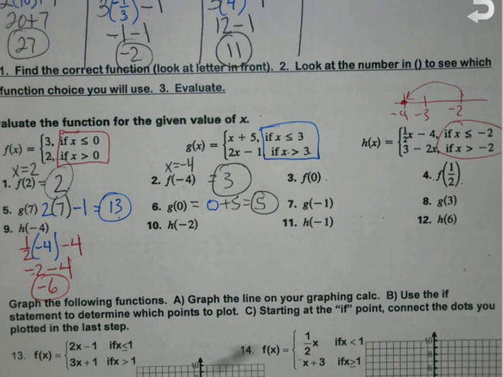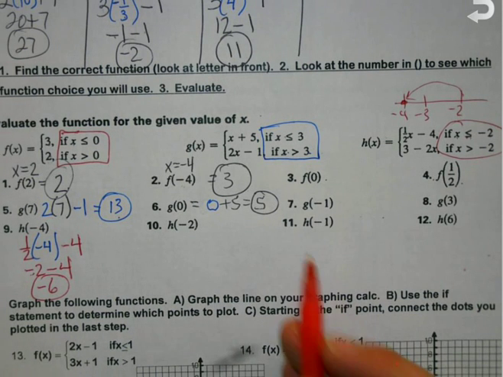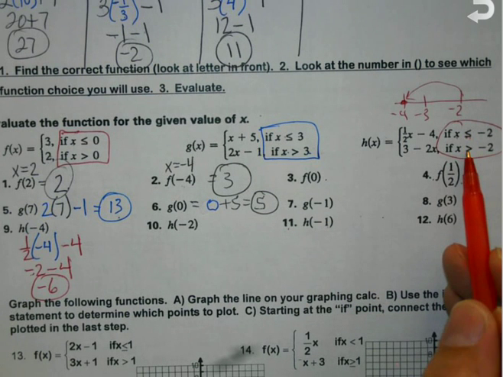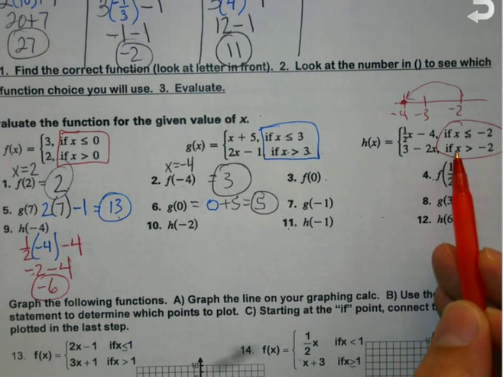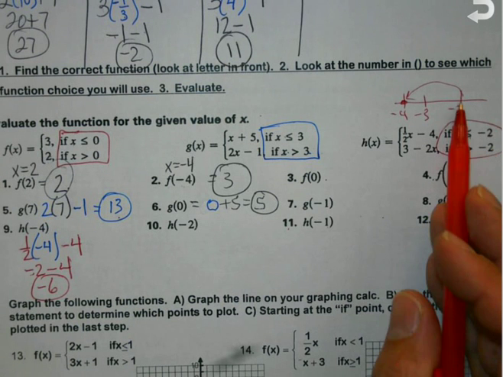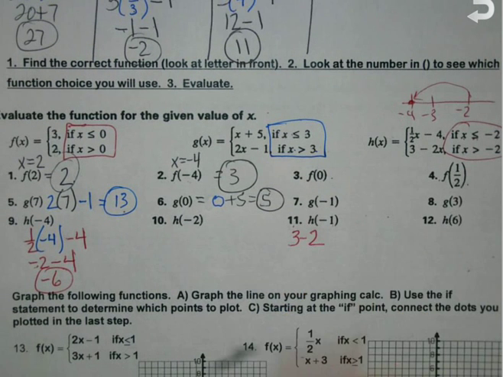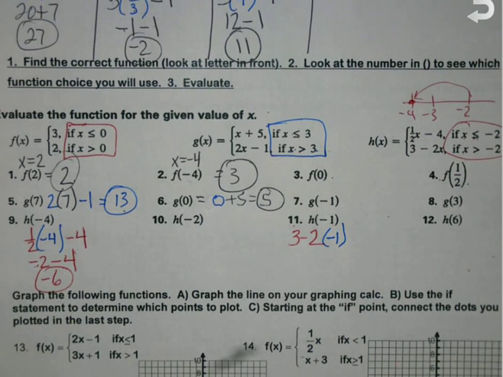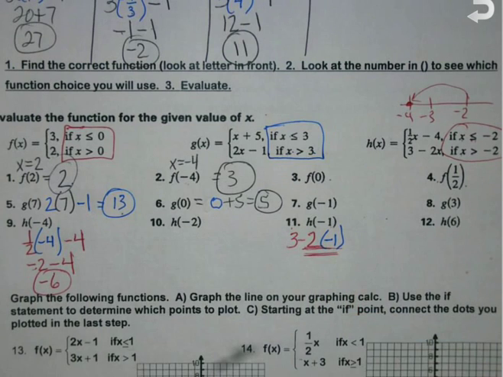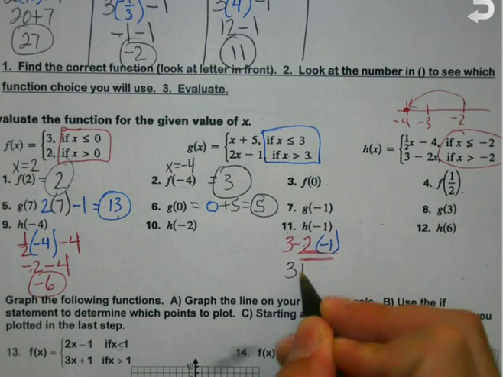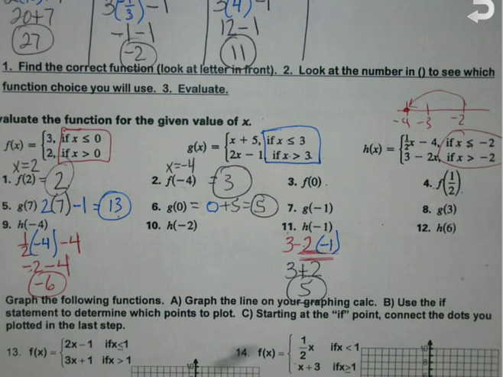One last one before we get to the graphing fun, the graphing party. 11. Negative 1. Where do I go? Bottom, because I'd rather owe my friend $1 than 2. And negative 1 actually is to the right of negative 2, so we're going to use the bottom one. But here I have to be careful as well. I've got to follow order of operations. I can't do 3 minus 2 and then multiply it by negative 1. That doesn't work. Multiply comes before subtract does. So negative times negative is positive 2. And I get my answer that way.